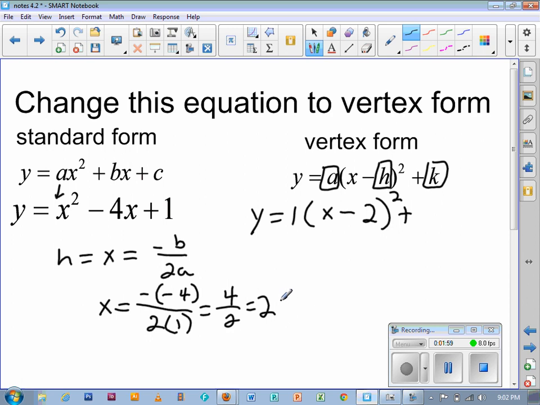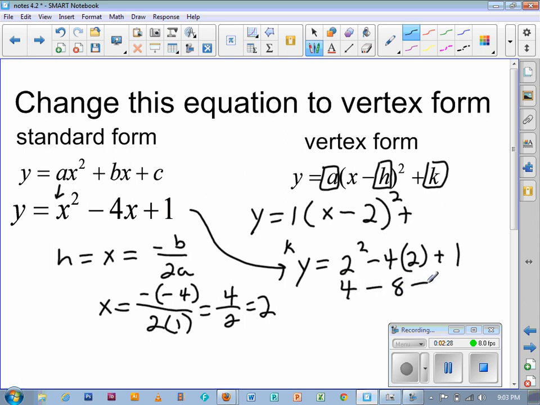And then the last thing we need to find is the k value. To find the k value, you take your original equation here, and remember, k is another name for the y coordinate. So y, or if you think of this as k, is equal to 2 squared minus 4 times 2 plus 1, which becomes 4 minus 8 plus 1, which is negative 4 plus 1, which is negative 3. That is your y coordinate, or your k. And remember, that is the y coordinate of your vertex.